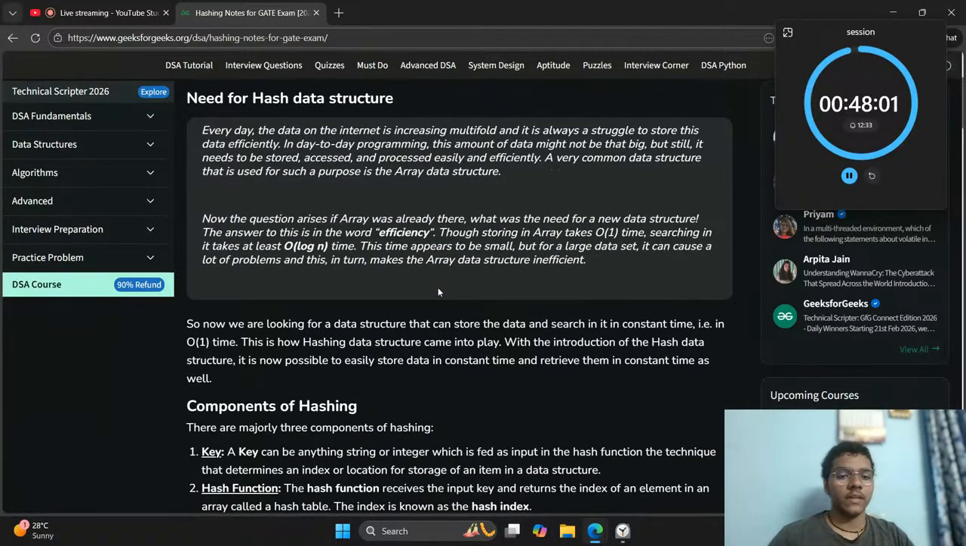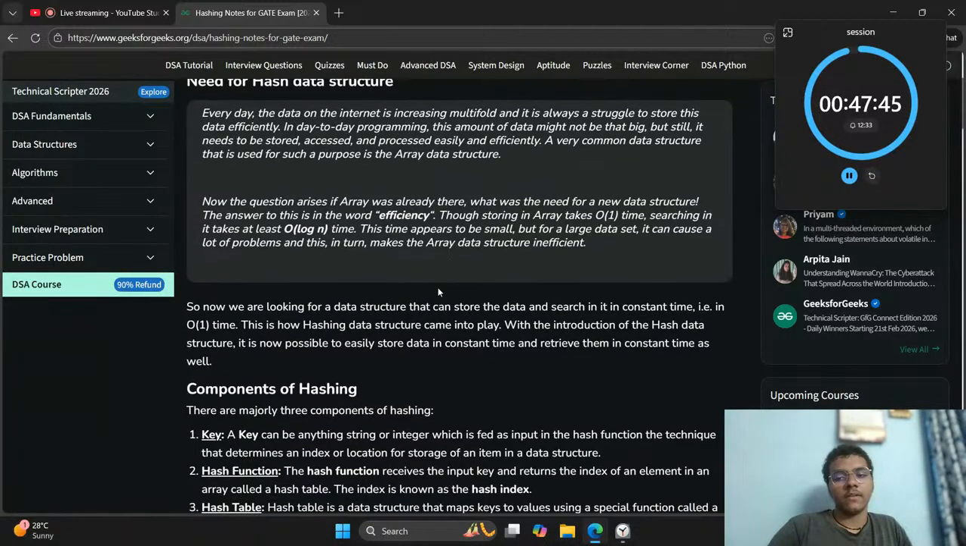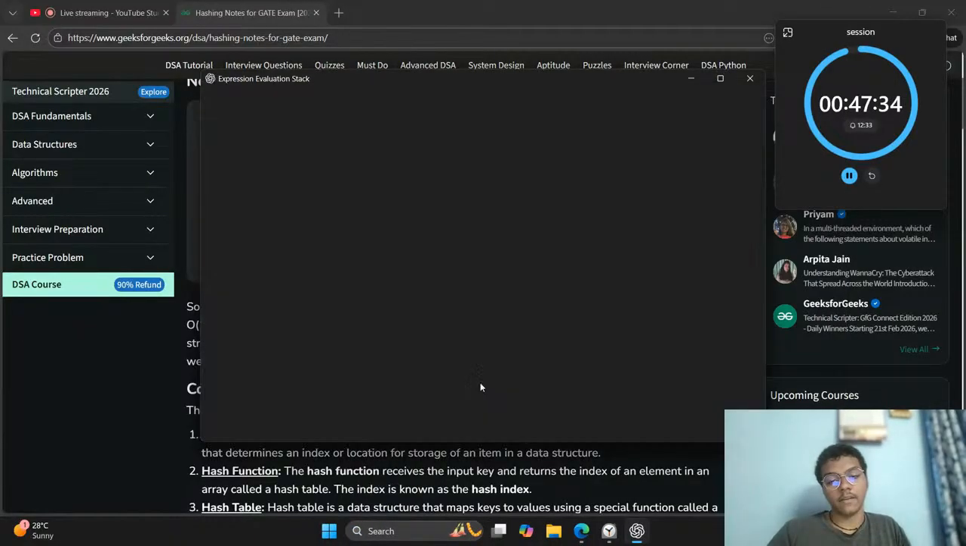Now, the question arises: if array was already there, what was the need for a new data structure? The answer to this is in the word efficiency. Although storing in an array takes often constant time, searching it takes at least O of log n time. This time appears to be small, but for a large data set it can cause a lot of problems, and this in turn makes the array data structure inefficient. Is it really O of log n or O of n?